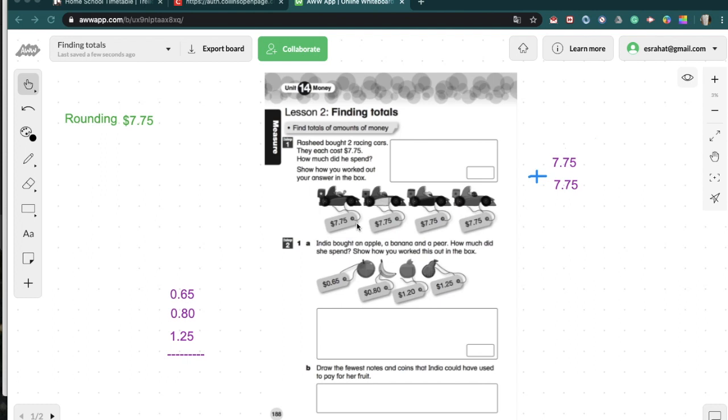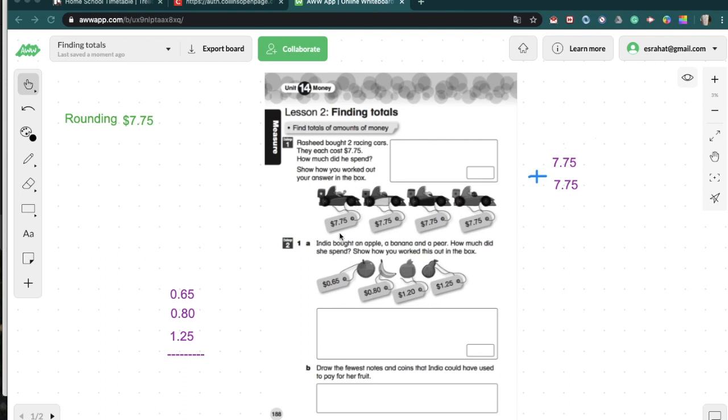Today, I'm going to show you how to find totals of amounts of money in a very easy way. We'll learn that through the challenges of the workbook, page 188.